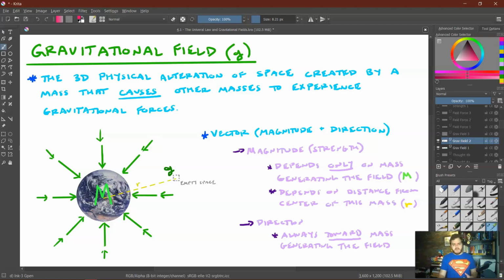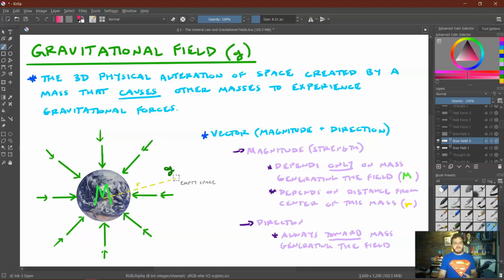So this distance r here, going from the center of the Earth to some point, if we go further and further and further out, the manipulation of space is going to be less, and the gravitational force will therefore be less. Additionally, the direction of the gravitational field is always towards the mass generating the field. So that's what all these vectors are showing here, is that they are always pointed towards the mass generating the field, which in this case is the big M, the mass of the Earth.